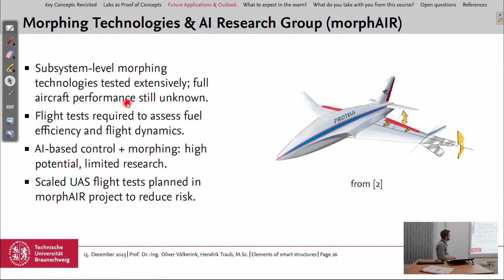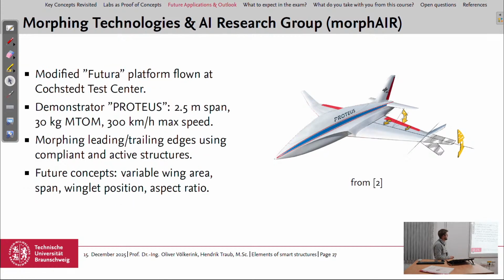So the full aircraft performance was still unknown, and the MorphAir group formed, combining AI-based control and morphing, and they used the scaled unmanned aerial system which was then modified for flight testing. I think the flight testing is not yet done, but the structure is built. They modified the so-called Futura platform and flew it at the Kochstedt Test Center.